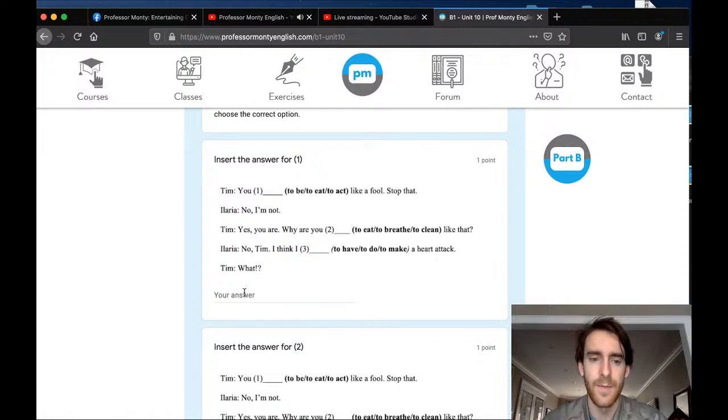So this is an interesting little interaction here. So you have to pick from these 3 verbs. Okay, so you have to pick the correct verb and you have to conjugate it correctly. Okay, so what do you guys think the answer is for number 1? What do you guys think?